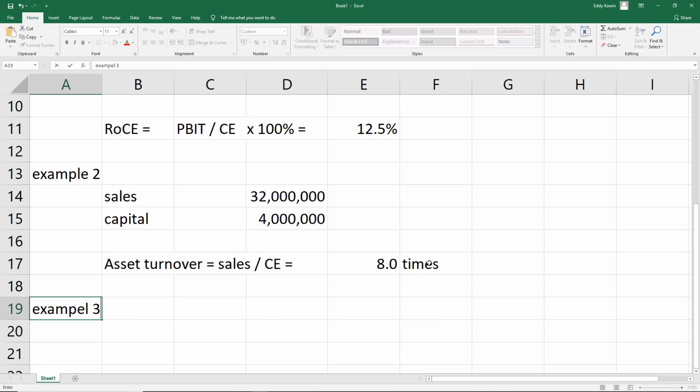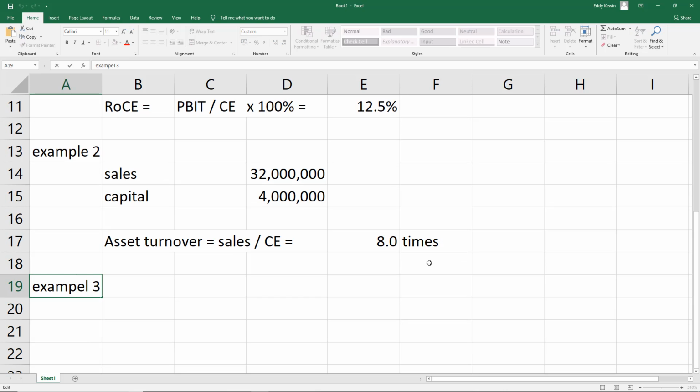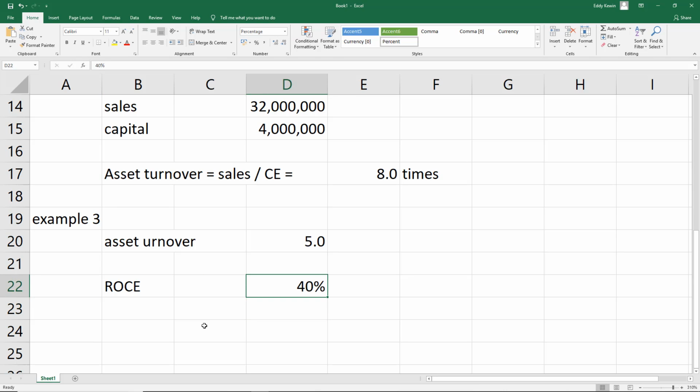Now example number 3 starts to pull this together again, but within a slightly different example, just to illustrate how this all fits together. And what we have here is Istanbul has got an asset turnover of 5 times. So Istanbul 5 times, and we've got a ROCE. Let's type this in properly. We've got a ROCE, which is 40%.